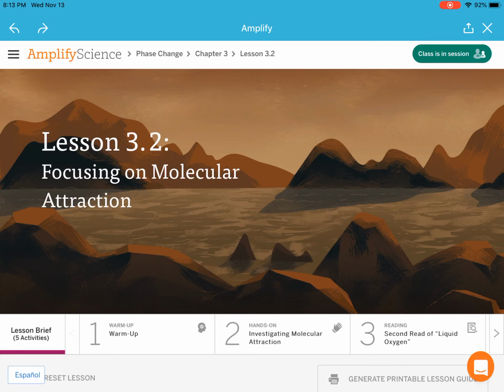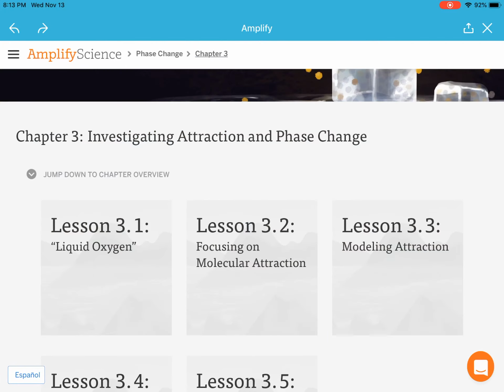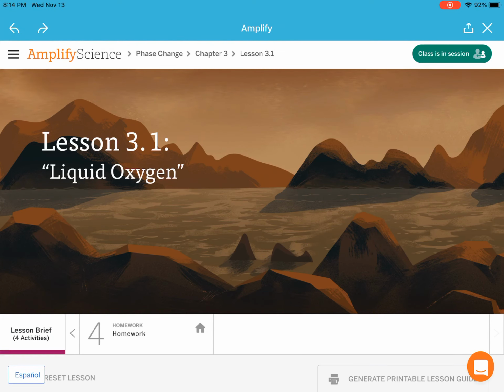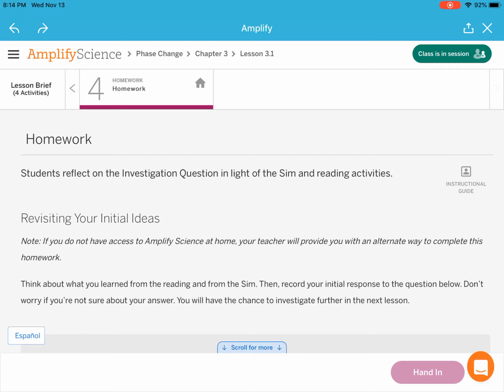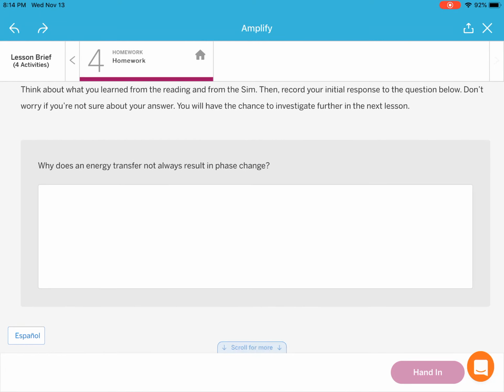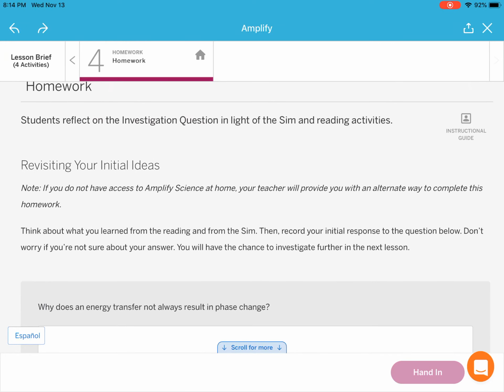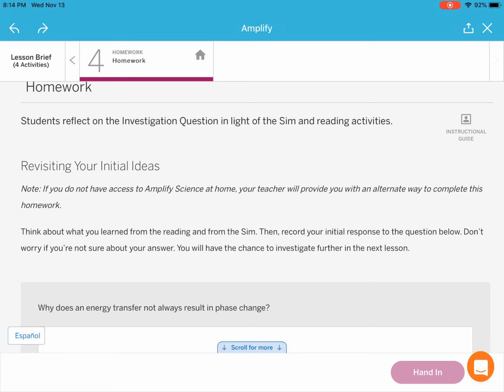Well, last night you were supposed to have gone into Chapter 3, 3.1, and gone into number 4 for the homework. If you have not done this, please make sure that you go ahead and explain why does an energy transfer not always result in a phase change, and make sure you hand that in. I will be checking on that later on today.